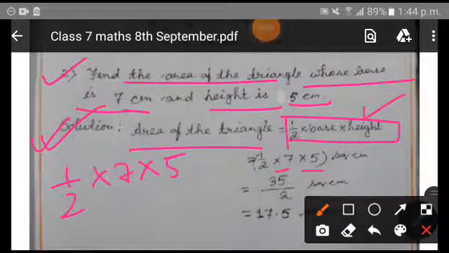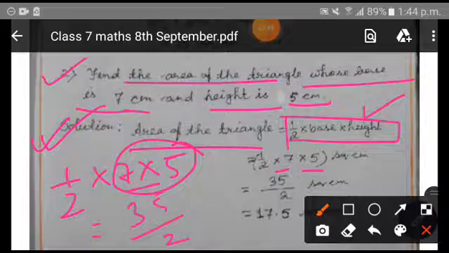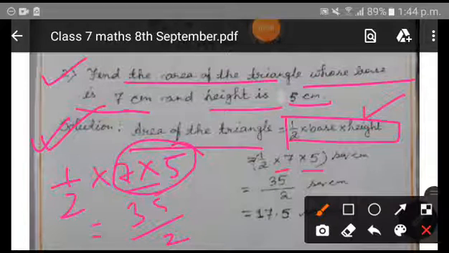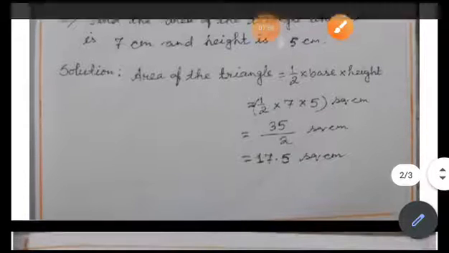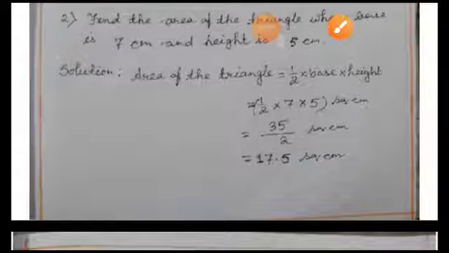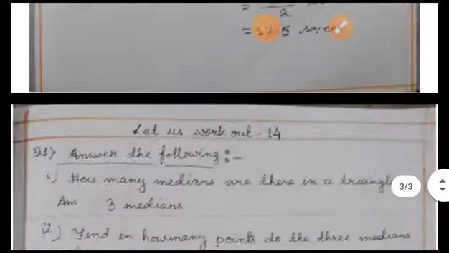Now you can see that it cannot be cancelled. So you will simply multiply 7 into 5. 7 5s are 35. 35 by 2. So 35 by 2 means 17.5. So 17.5 square centimeter is the required area of the triangle.